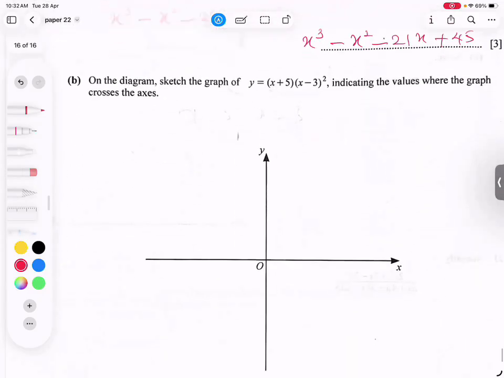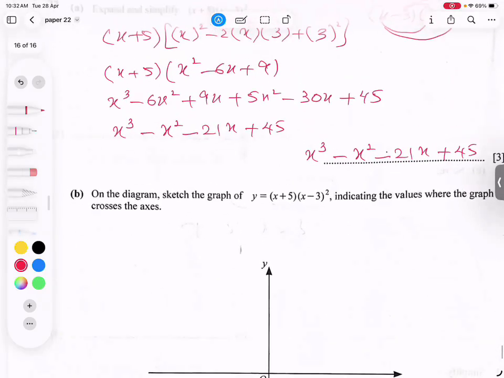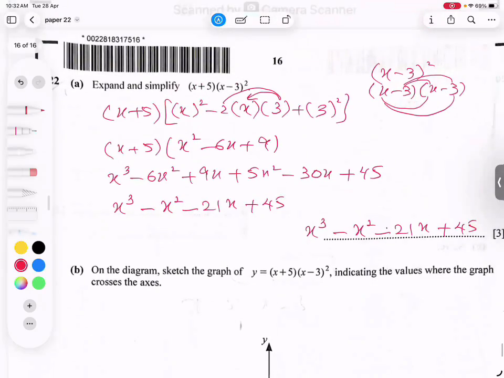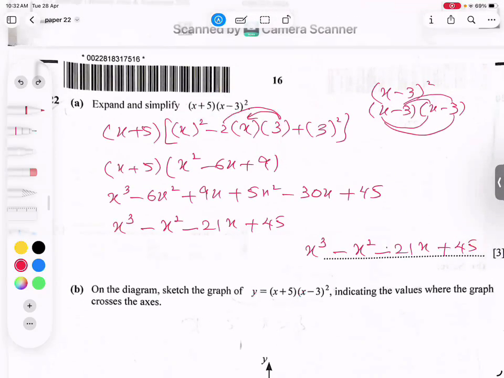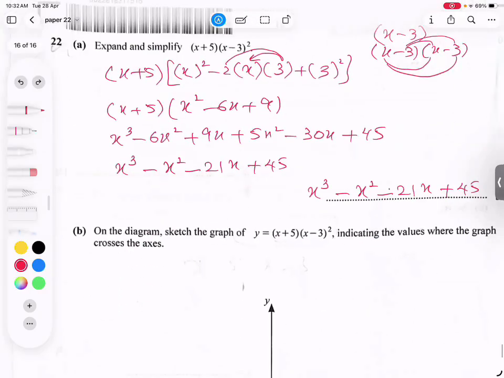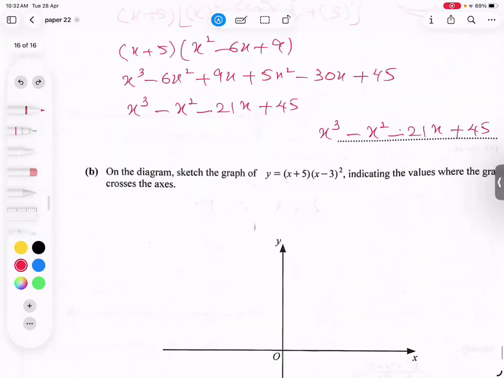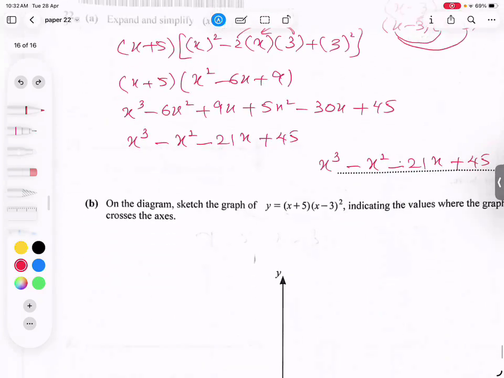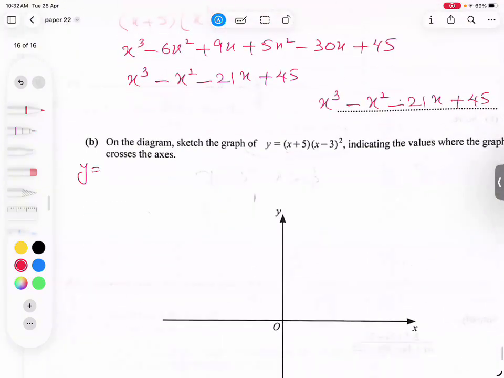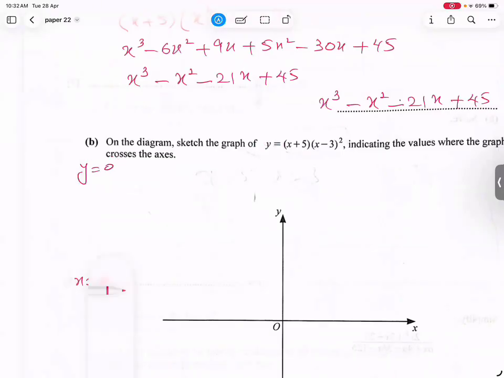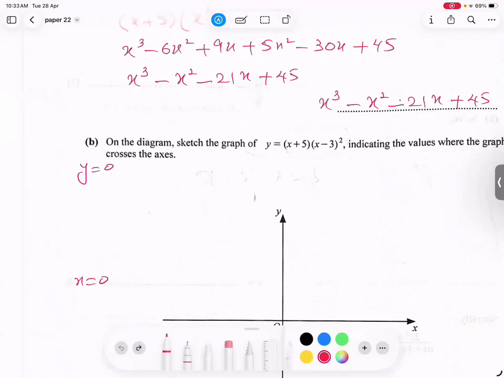Students, B part we have, if you look carefully, the same thing is said. And he's asking to indicate whether the graph crosses the axis. Axis means cutting x and y both. So how to do it, students? I have two options. One time I'll plug in y 0 and one time I'll plug in x 0. So look, I'm doing both. If I plug in y 0 here, students, what will I get? I'll put both here. I can see here I'm getting x plus 5 and x minus 3 whole squared.